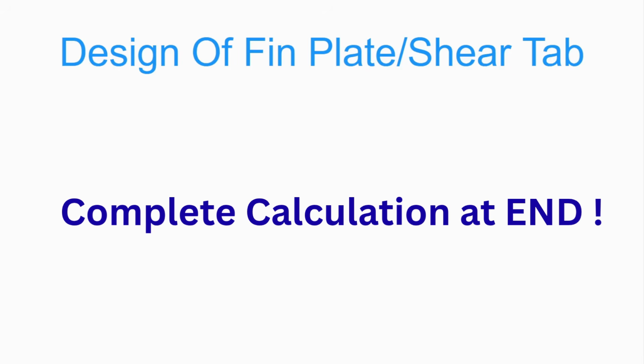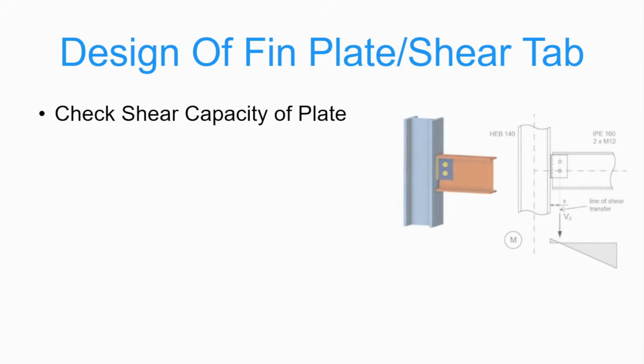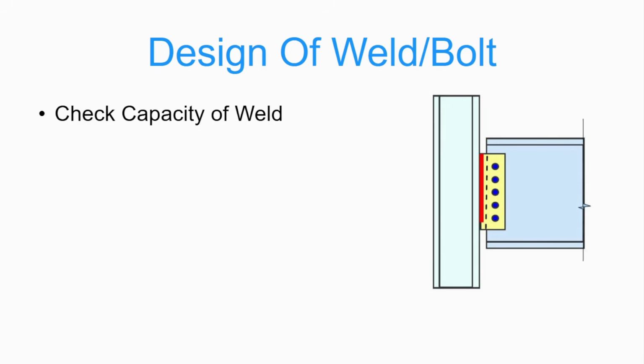Then you have to design the fin plate or shear tab or the angle. In this case, this is a shear tab or fin plate because it is welded. So whether it is simply a fin plate or an angle, whatever we have to do, we have to check the thickness. Then we have to again design the weld or bolt. I have already discussed it.